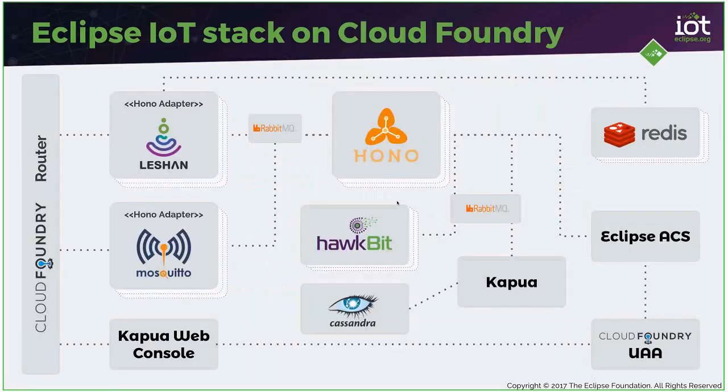In terms of where we'd like to go with an integrated architecture, this is how it could look. How do you take Kapua and integrate it with all the different pieces, with Hono as the connectivity layer, with possibly protocol adapters for Lightweight M2M, for Mosquitto, etc.?